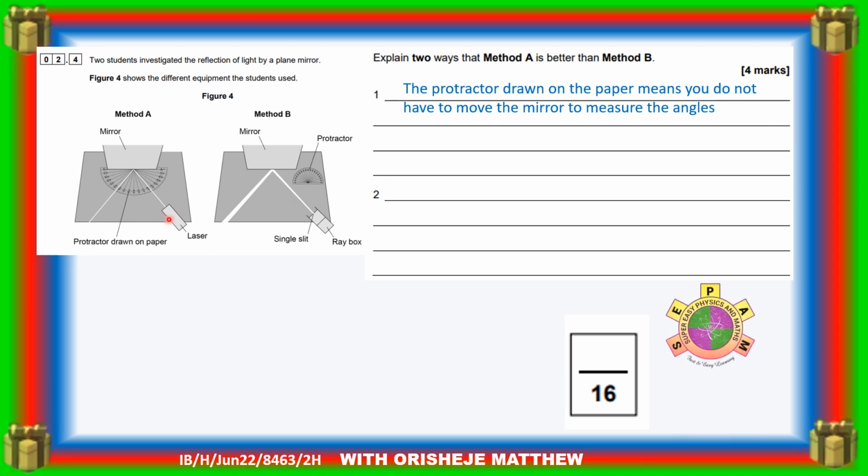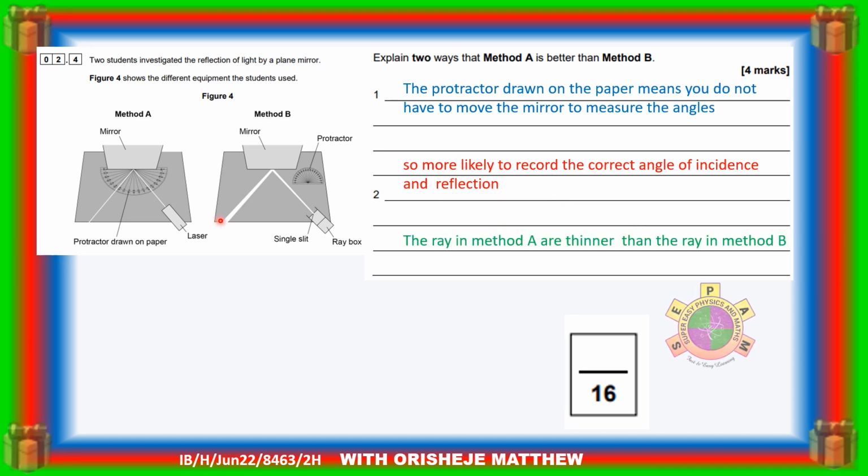The second one is that because the protractor is drawn on the paper, you are more likely to record the correct angle of incidence and reflection. And thirdly, the lines are thinner. The rays in method 1 are thinner than the rays in method 2. With that, we have finished with the 16 marks for question 2. So we have to go to question 3.